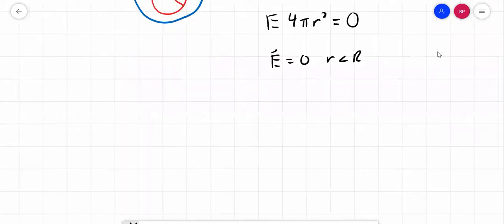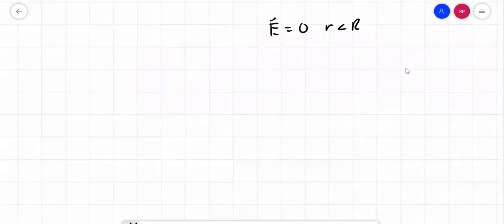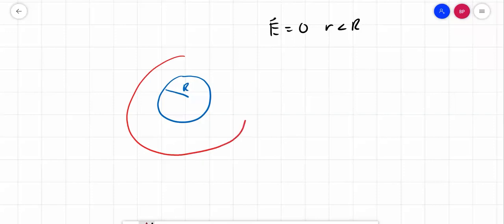Let's find the electric field outside. So let's redraw the sphere. Here's our charged sphere. Here's capital R. This time we want to know the electric field outside, so we'll draw our Gaussian surface encompassing this whole thing, and it has a radius little r. All right, so we do the same calculation.